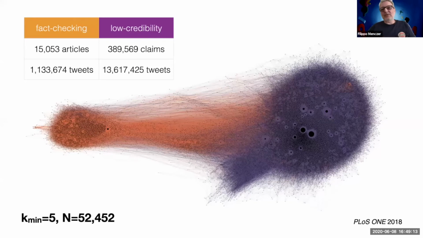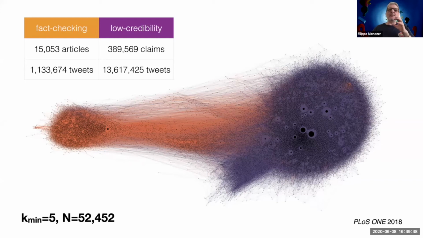Fast forward to the 2016 elections, we collected a lot of data about sharing of links from low credibility sources and fact-checking sources. This is a piece of that spreading network for these different kinds of content. In purple is the low credibility content, and in orange is the fact-checking content. And again, we see that these two groups don't really talk to each other very much. Mostly the people who are sharing low credibility content retweet each other.